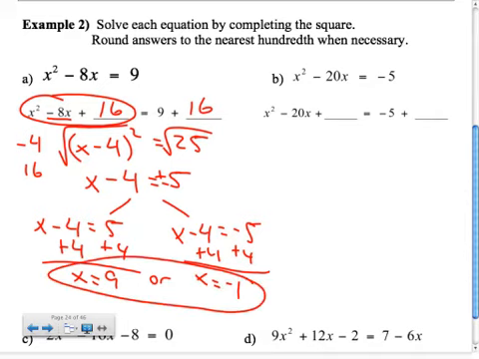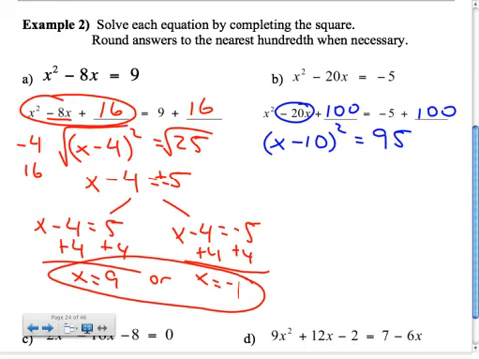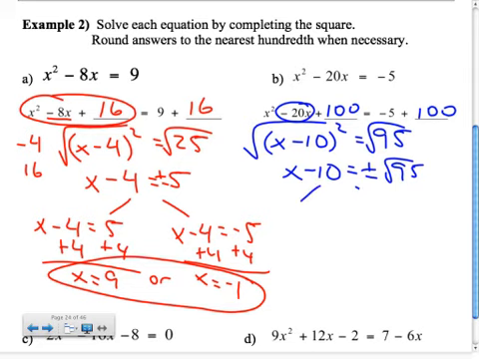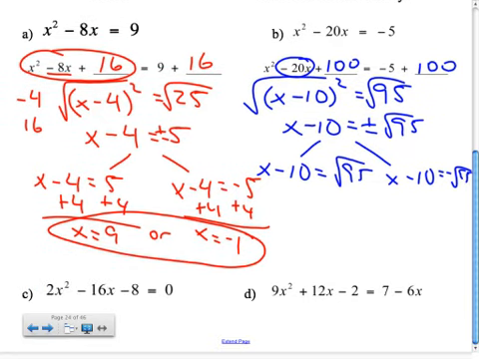If I look at part B here, again, divide this by 2, I get negative 10. Negative 10 squared is 100. Then I go through and I get x minus 10 quantity squared equals 95. This one's not going to work out very nicely for us. Take the square root. So x minus 10 equals plus or minus the square root of 95. And this is one where we're going to have approximations because we don't know the exact square root. So x minus 10 equals square root 95, or x minus 10 equals negative square root 95. Solve that. Just plug it into your calculator at that point because those are not nice numbers.